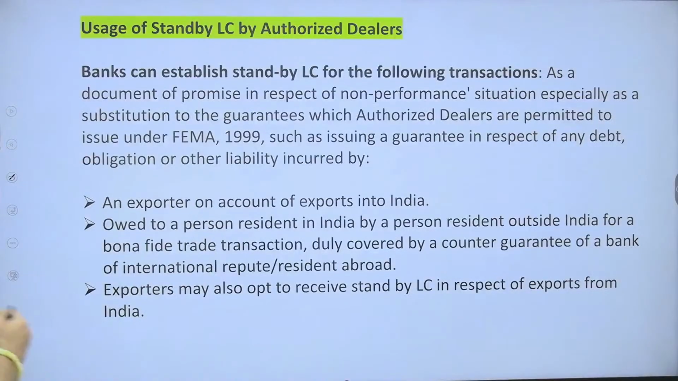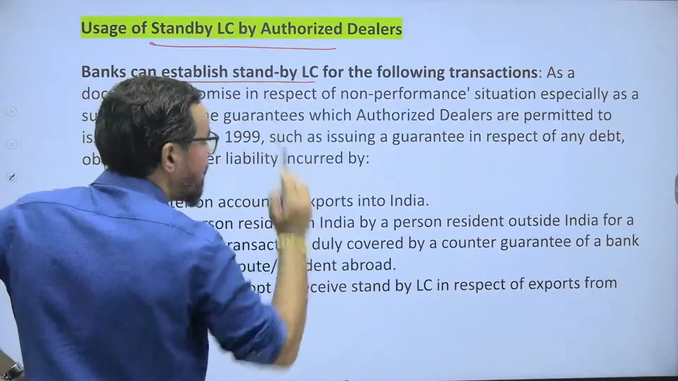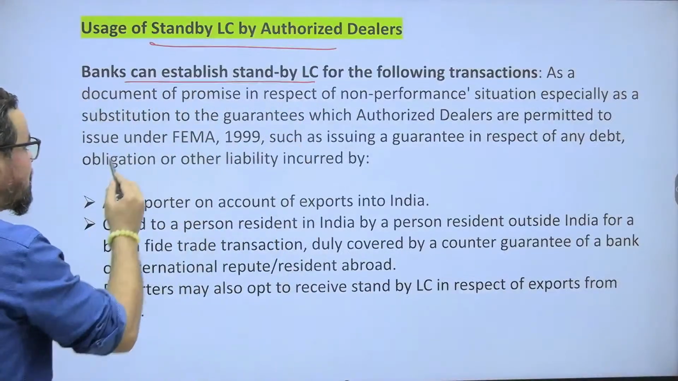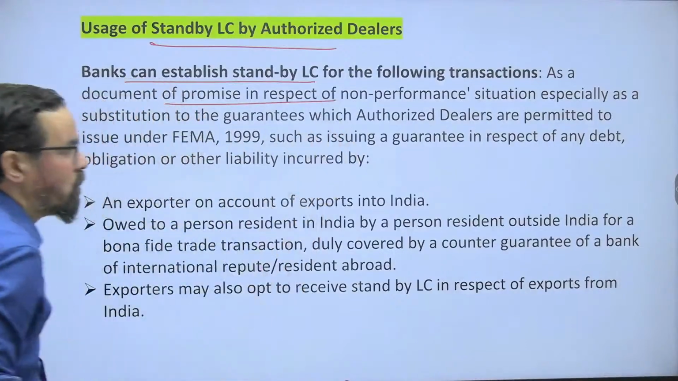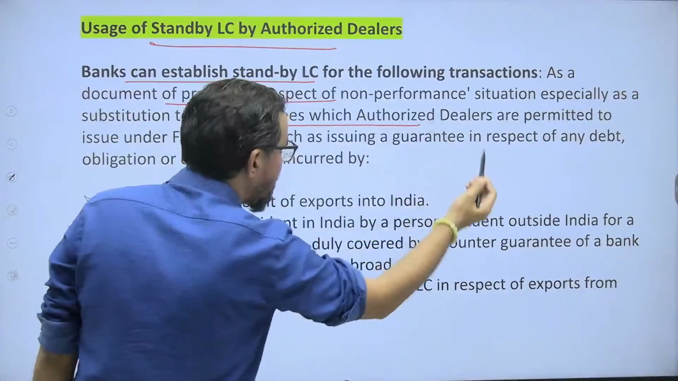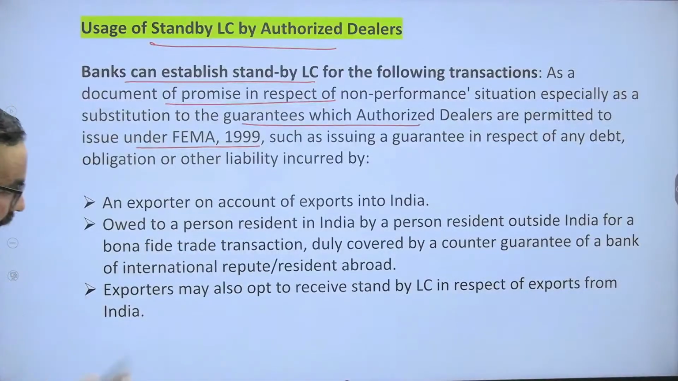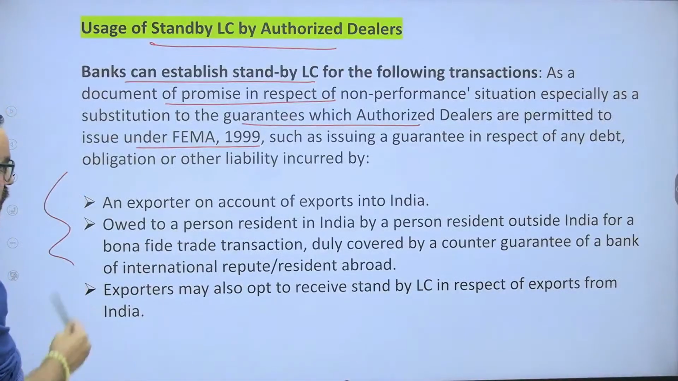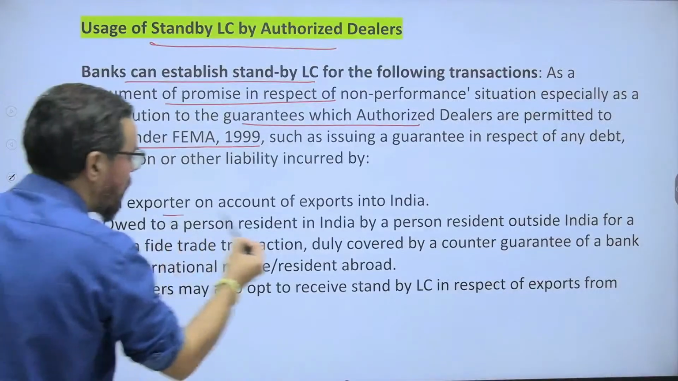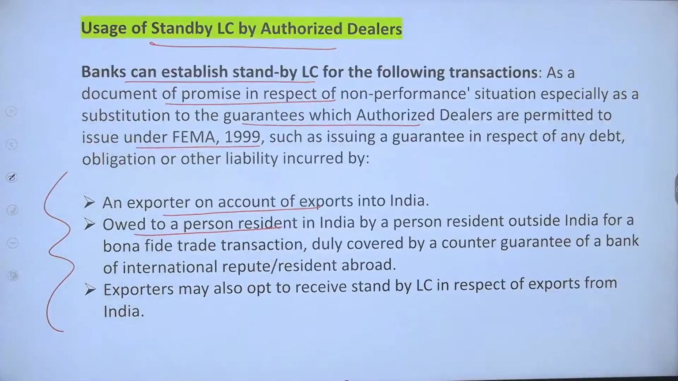Use of standby LC by authorized dealers. So a bank can establish a standby LC under the following conditions: documents promised in respect of non-performance situations, especially as a substitution of the guarantee with authorized dealers as permitted under FEMA, such as issuing a guarantee in respect of debt, obligation, or other liabilities incurred by an exporter on account of export into India, owed to a person resident in India by a person resident outside India, bona fide trade transactions.